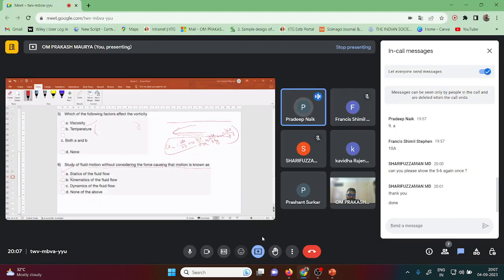On this number five, I think it should be A and B, sir. Not A, according to me, because temperature also gives rise to vorticity. The term temperature alone is not okay. Here, if temperature change is written, it's okay. Simply temperature is written, there is no meaning; maybe it is constant, maybe it changes. If temperature change is there, then you can clearly say option B, option C is correct, both A and B.